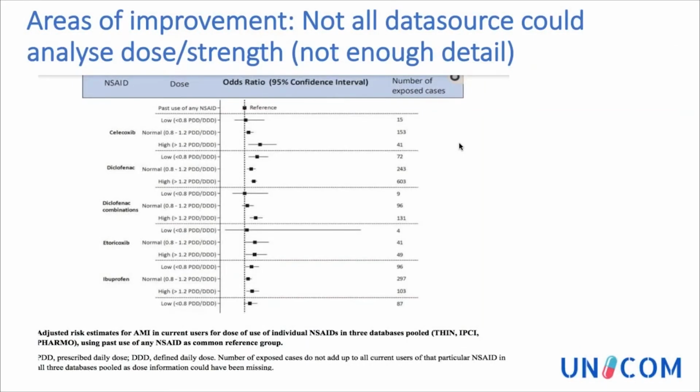What SOS also showed is that we would have wished to look at dose and duration effects, or strength. This was only possible in 3 databases because of the limited type of information that was available in the others. So clearly, an improvement that is possible would be to have a better ability to look at other details about a drug beyond the active ingredient only.